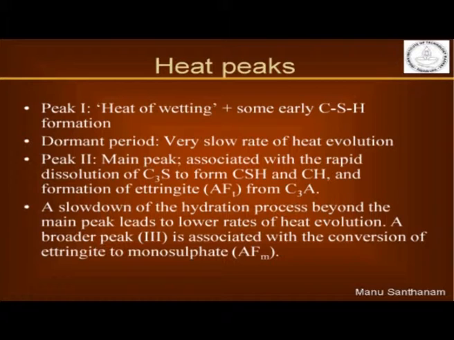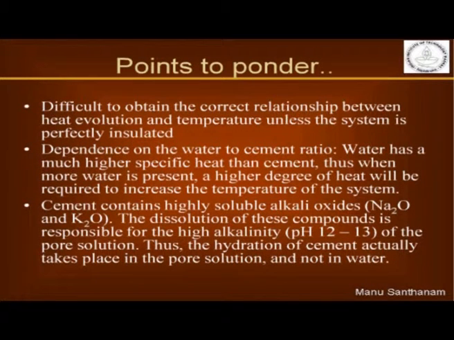Then you see a slowdown of the hydration. Okay, so you have a very low rate of heat evolution. Beyond that, you may or may not pick up a third peak, which is associated with the conversion of one form of calcium sulfoaluminate to another form. Okay, so from ettringite, we go to a phase called monosulfate. Okay, so I'll talk about what these sulfate phases are and what their significance is in the actual cement chemistry. Okay, I'll skip this because this is not very central to the discussion we are having in the system.